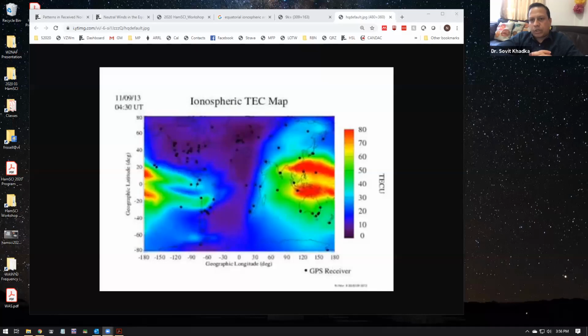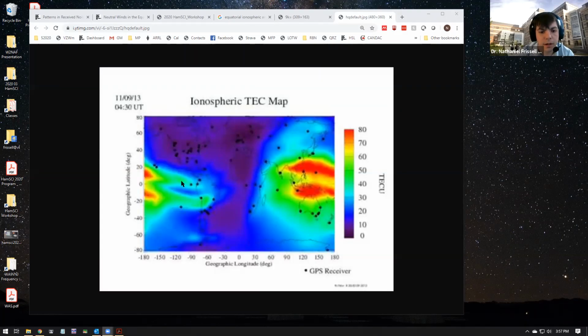uplifts the plasma, and after a certain height it dumps down around 15 to 20 degrees either side of the geomagnetic equator. This phenomenon is called the Equatorial Fountain, and due to this Equatorial Fountain, high density electrons, the plasma density, can be seen around 17 to 20 degrees either side of the geomagnetic equator. That is called EIA, Equatorial Ionization Anomaly. Like this, right? Yes.